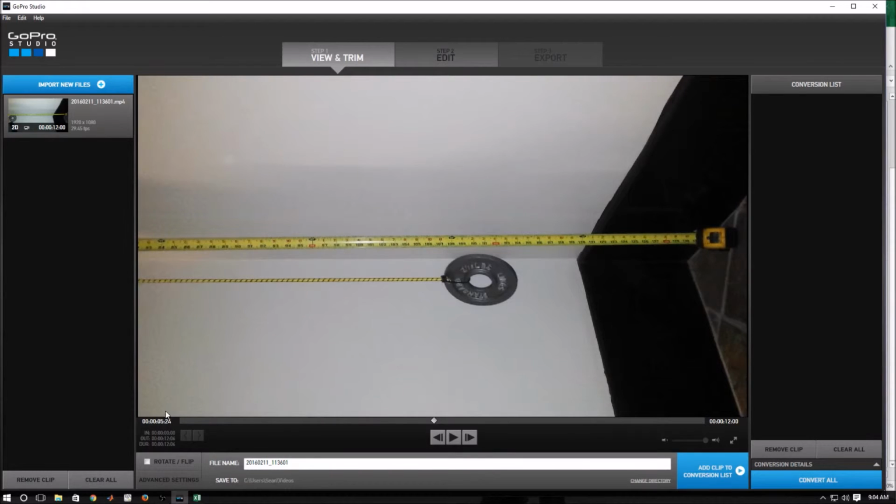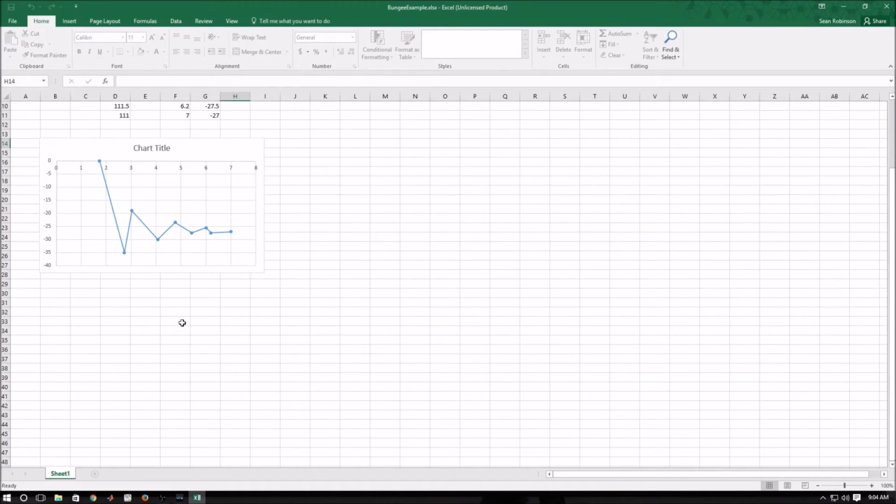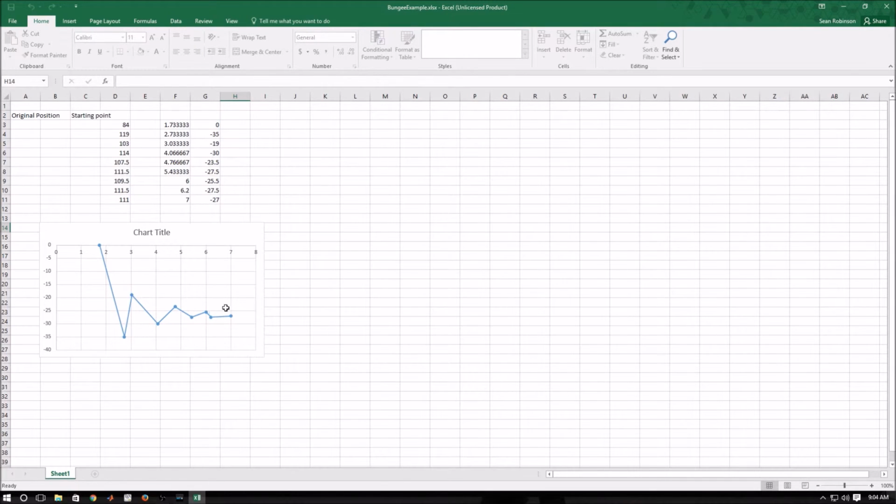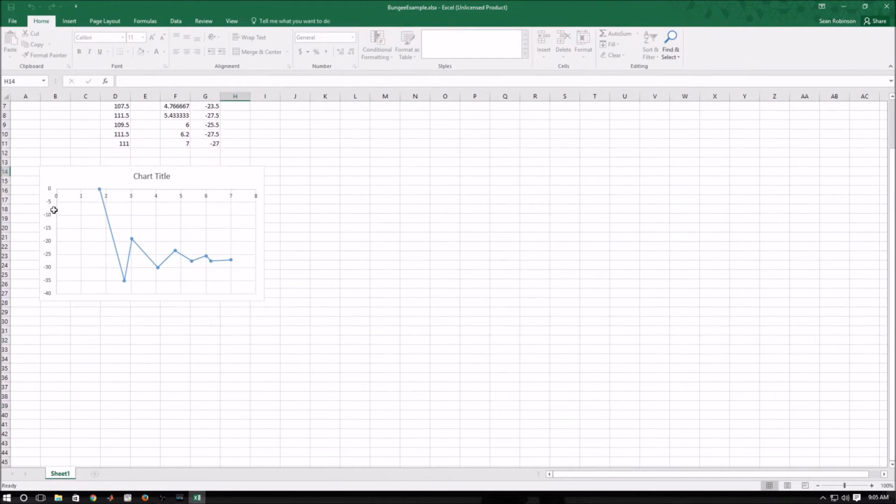So I took all these values of time and position and I put them in Excel. Why I have these negative values here, this is the position downwards. So our initial starting position was like 84, so if it hit 100 and something, I would take 84 and subtract 100, or whatever the position was.